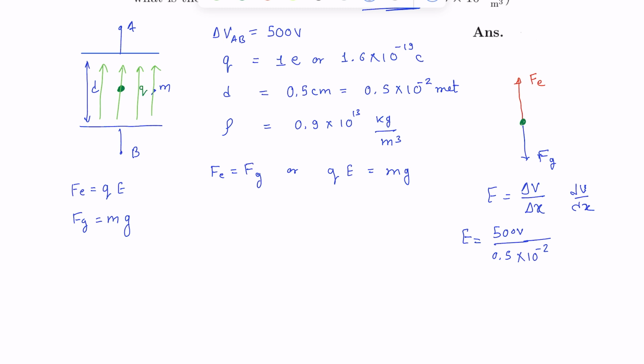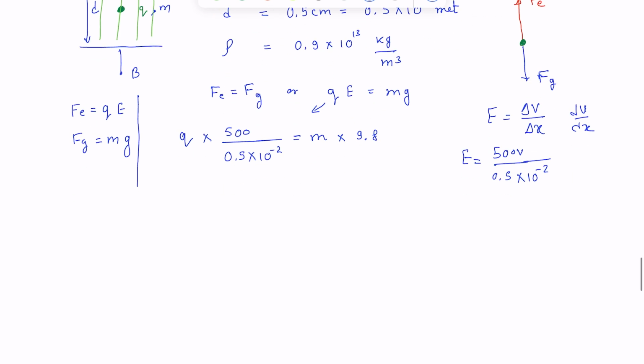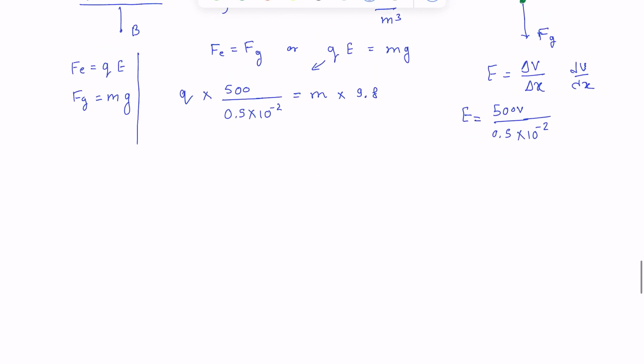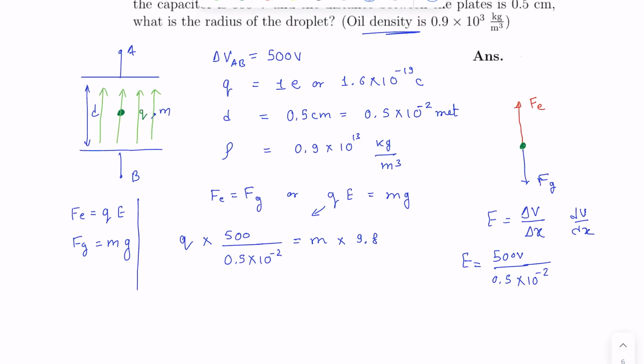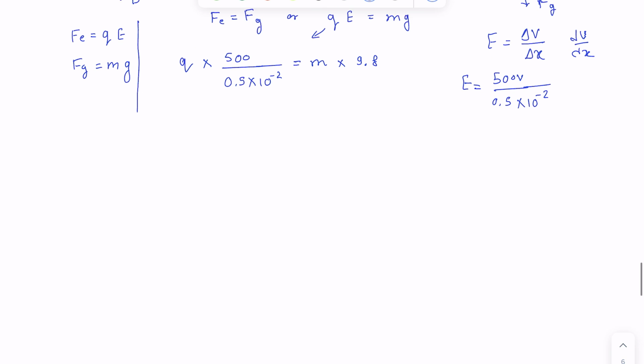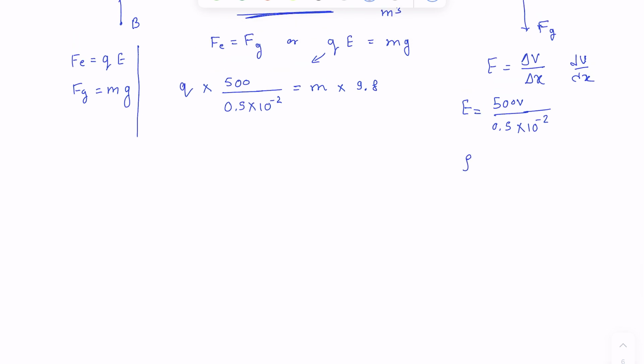So we can just replace that E here, and it will be charge. I'm solving this equation now. Charge times 500 over 0.5 times 10 to the minus 2, equals mass times 9.8, right? So at this point, you should not worry about what mass is, because density is given to you, and density in any system, this is the definition of density, is mass per unit volume, right?